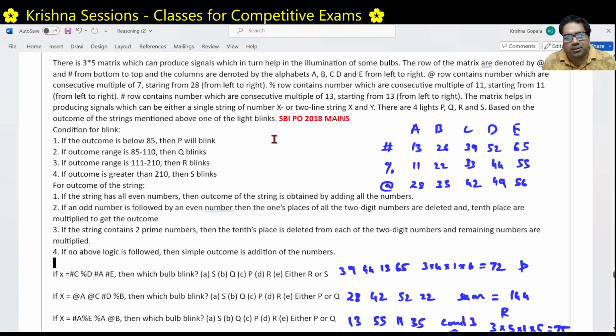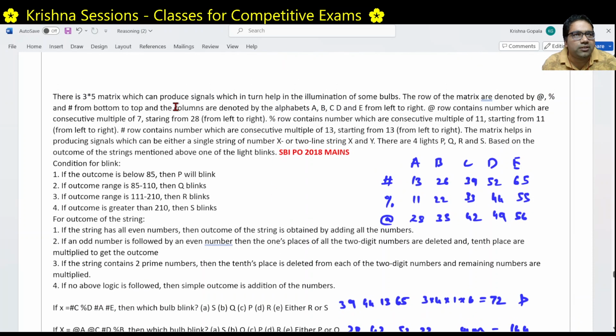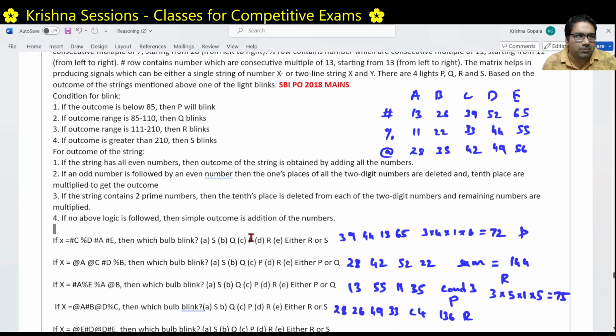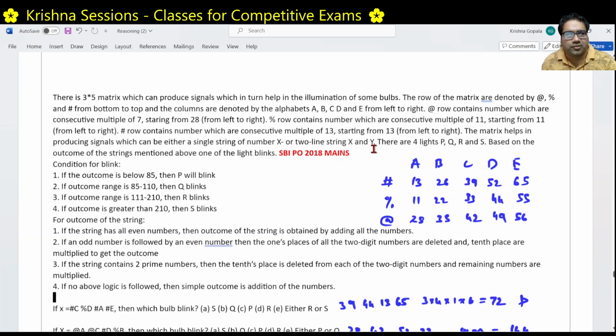Right. This kind of problem is very straightforward. We just need to be able to create this kind of matrix and follow the instructions diligently. There is nothing special in this kind of problem. The only thing is we have to be careful. We should not be worried just by looking at the problem because it looks long. In reality, it is a very easy problem. This is one of the easiest problems in SBI PO 2018 mains.